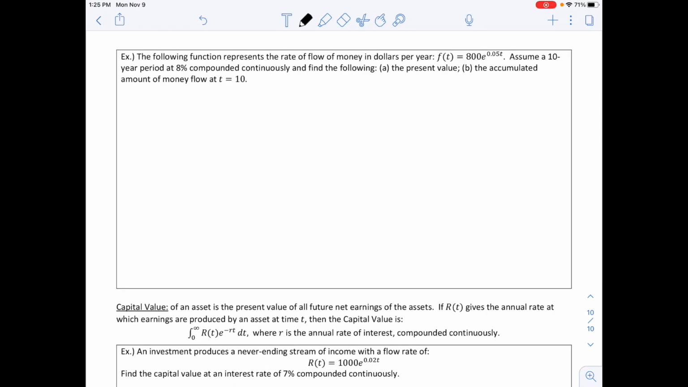The example on the next page says the following function represents the rate of flow of money in dollars per year is f of t equals 800 e to the 0.05t. Assume a 10-year period at 8% compounded continuously and find the following. Part A is asking for the present value, and then Part B is asking for the accumulated amount of money flow at t equals 10. So I'm going to go ahead and do Part A first, and this is asking for the present value.